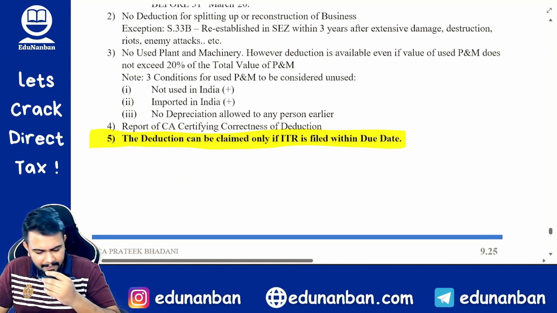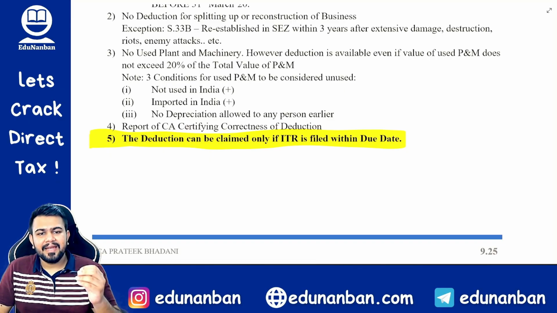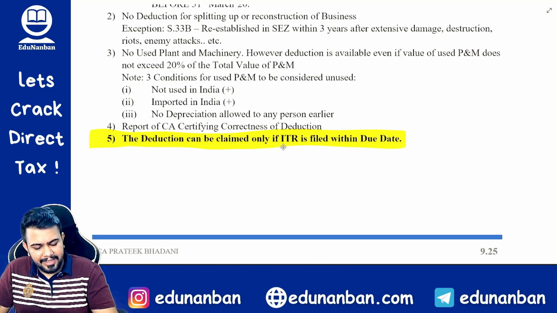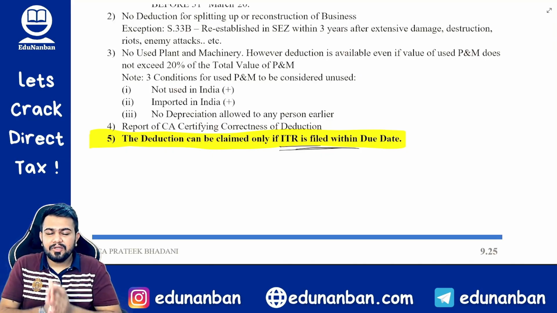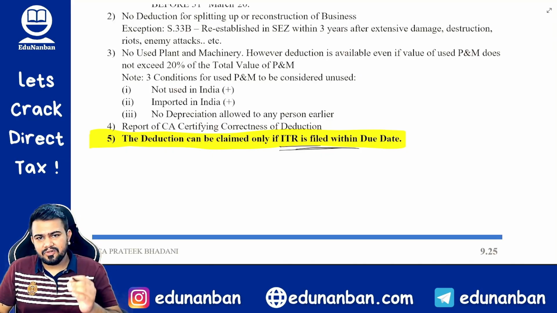What are the changes? Number 1, the section 10AA deduction can be claimed only if the income tax return is filed within the due date. Okay, so within the due date to file return of income, the assessee should file the return.